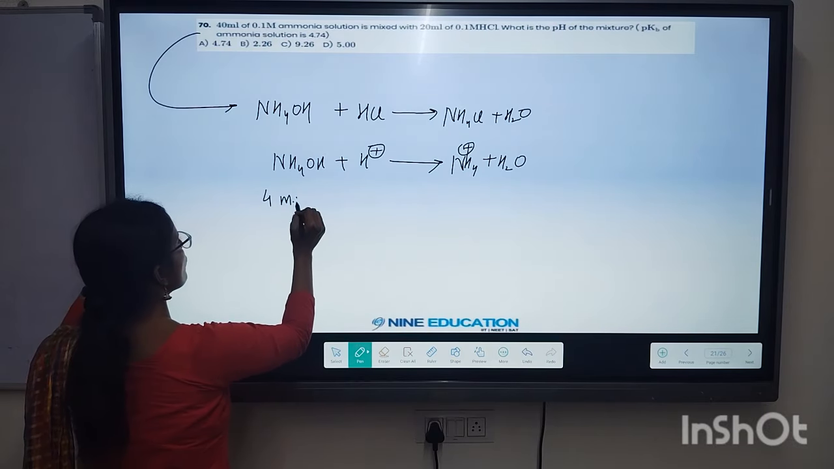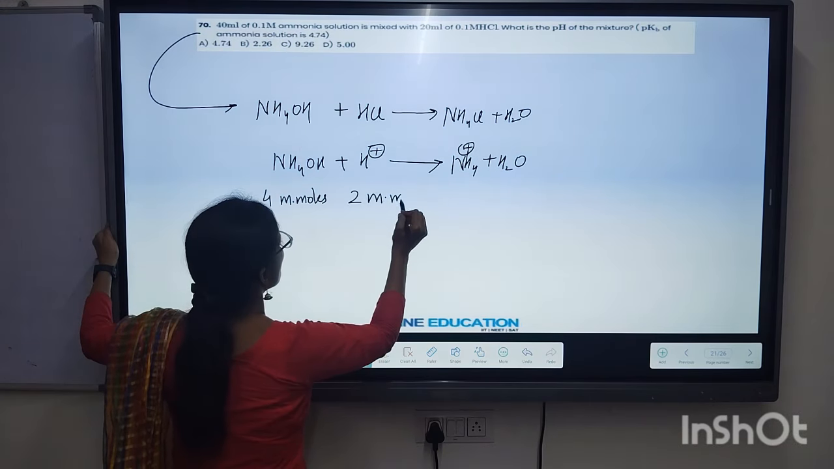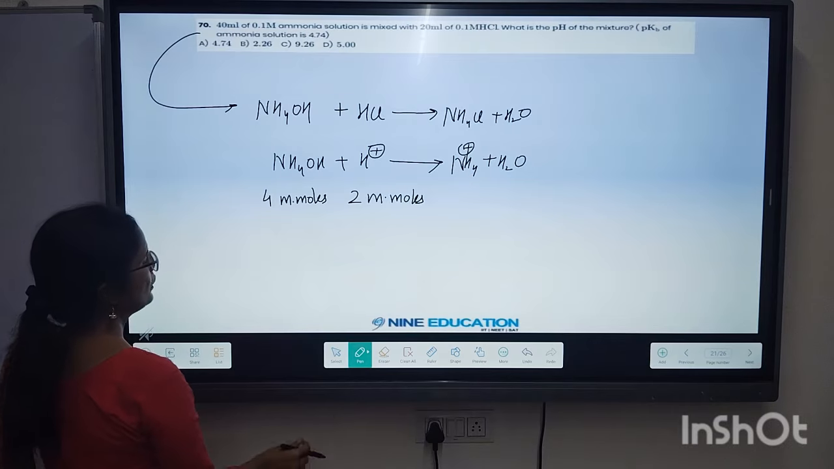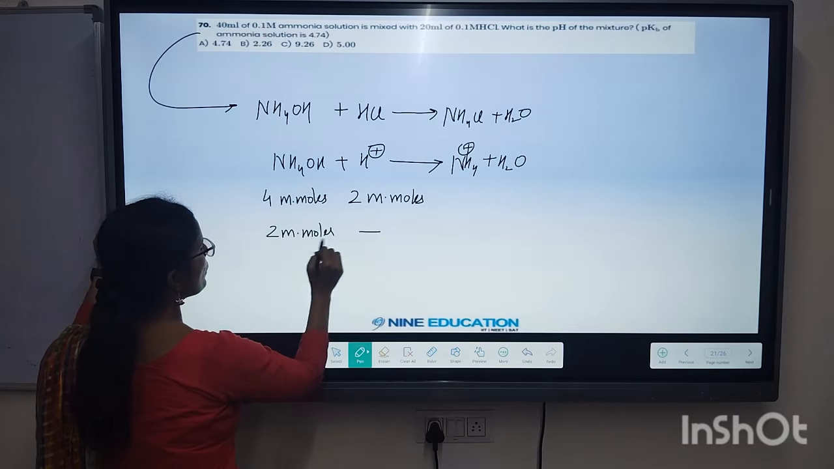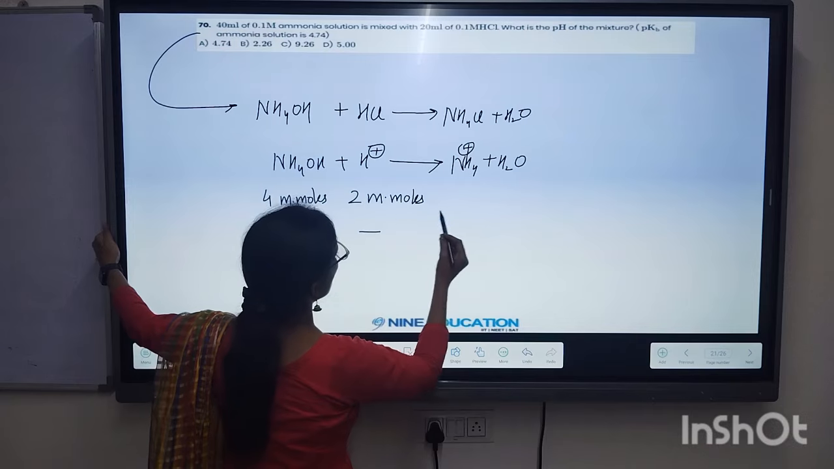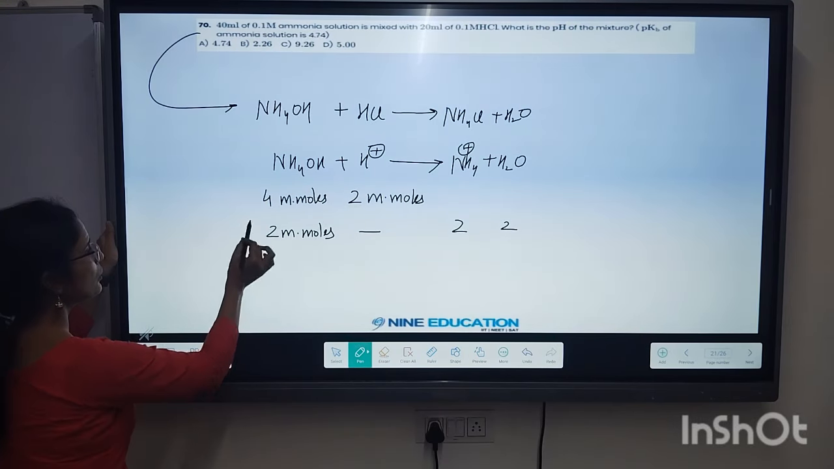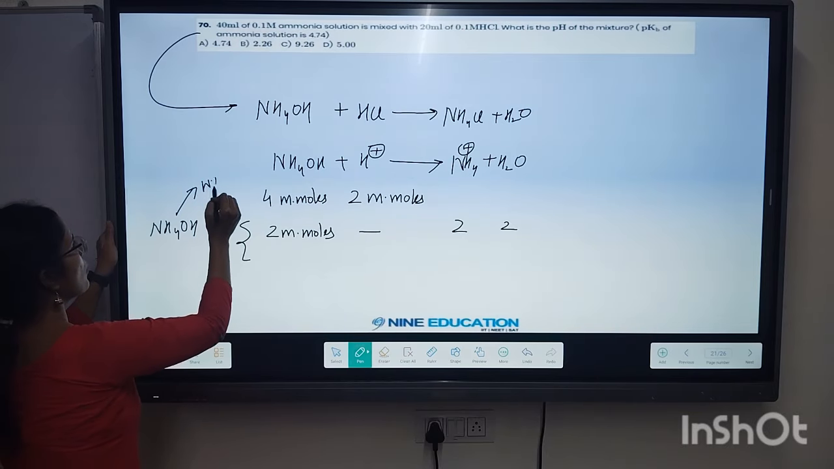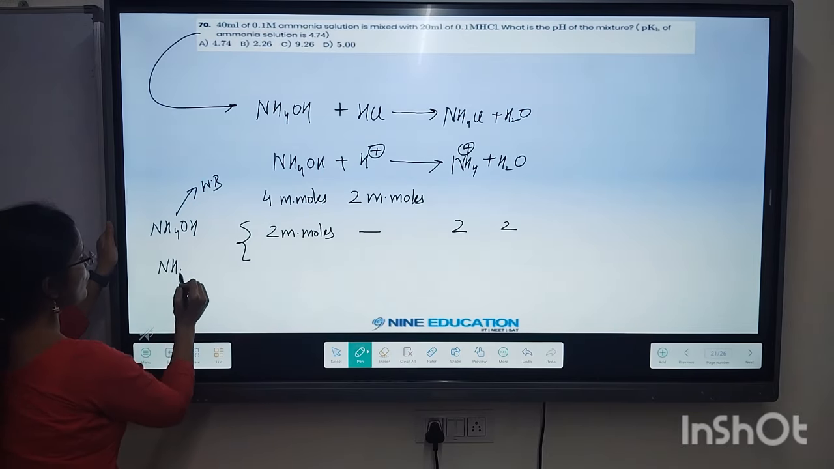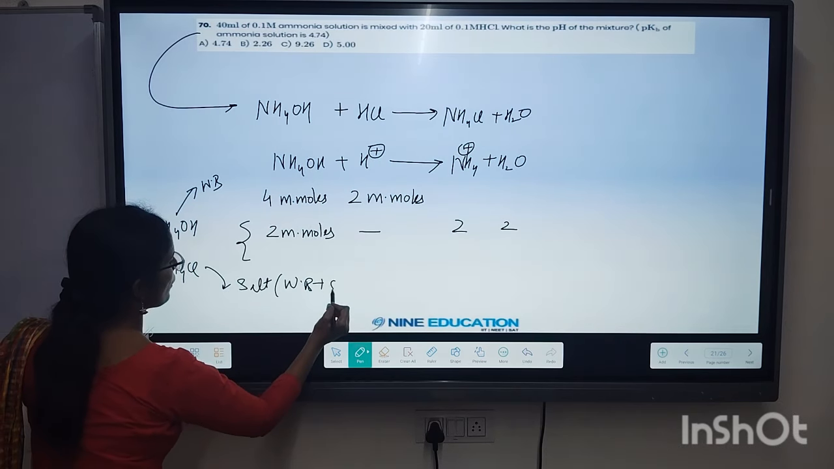So here we are having 4 millimoles of NH4OH and 20 into 0.1, 1 by 10, so 2 millimoles of H positive. And when this reaction will be done, it will be getting consumed, we will be left with 2 millimoles. And here 2 has been consumed, so 2 and 2 will be forming. Now you can see that we are left with NH4OH, which is your weak base, and along with that we are having NH4Cl, which is a salt of weak base plus strong acid.